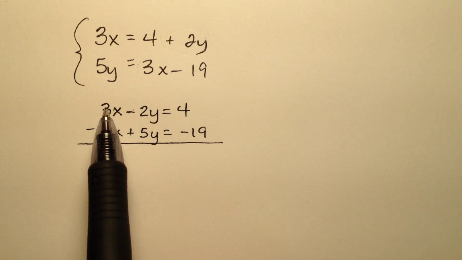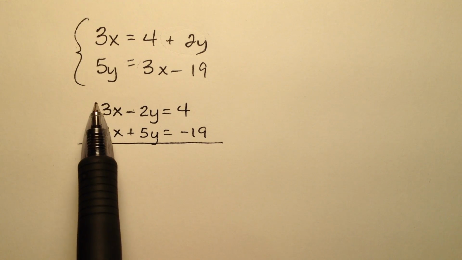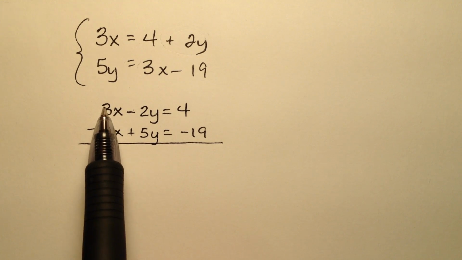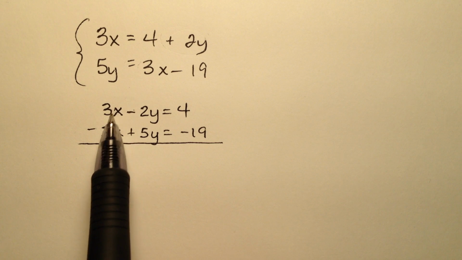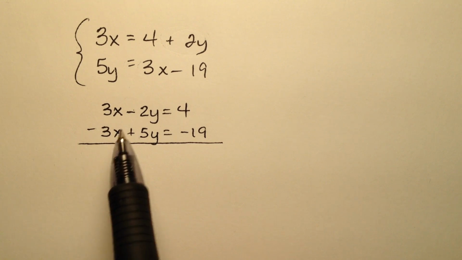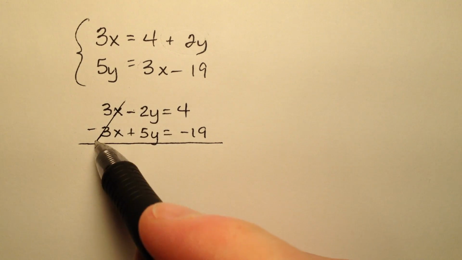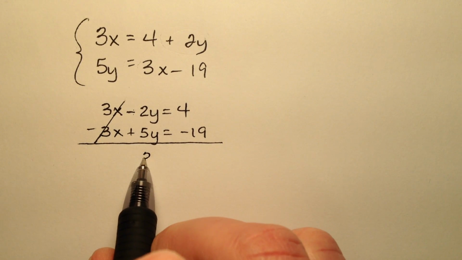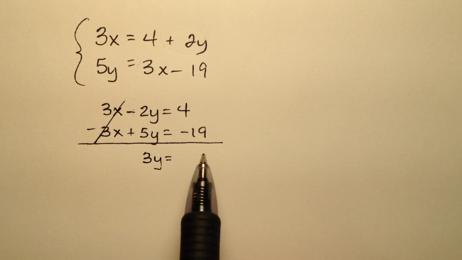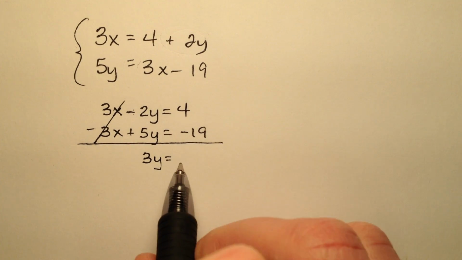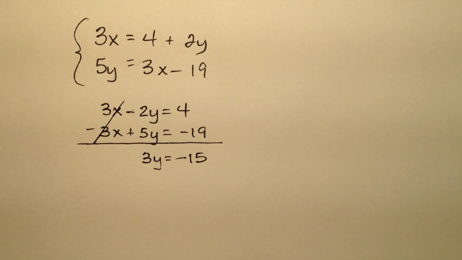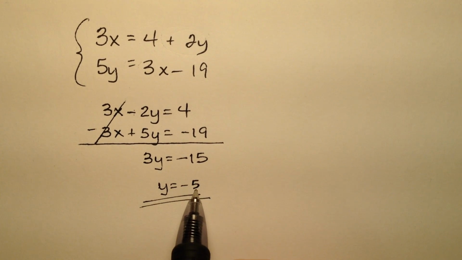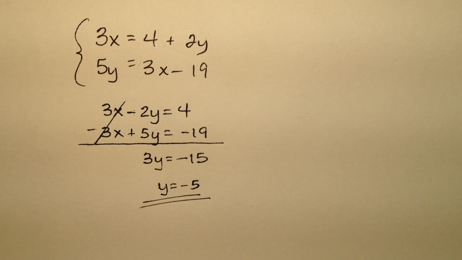However, our x's both are 3. The first is positive, the second is negative. So if I were to add these together, 3x minus 3x, they would cancel out. So let's go ahead and do that. So 3x minus 3x cancels out. Negative 2y plus 5y makes 3y. And then 4 minus 19 is negative 15. So when I divide, I'll see that y equals negative 5.